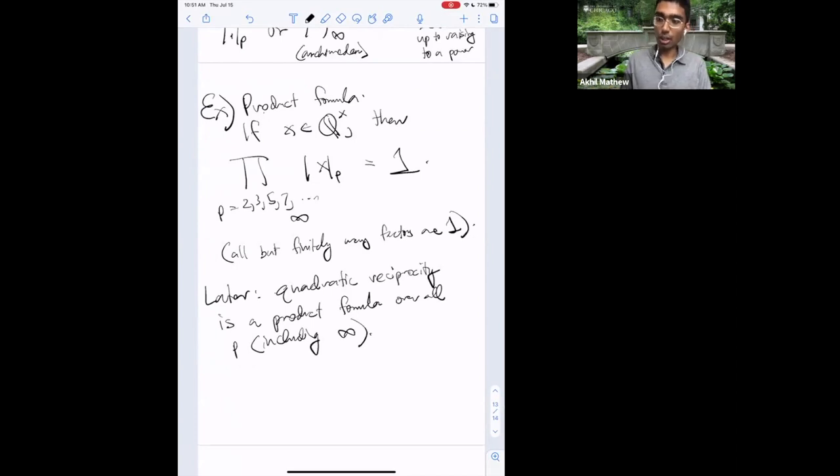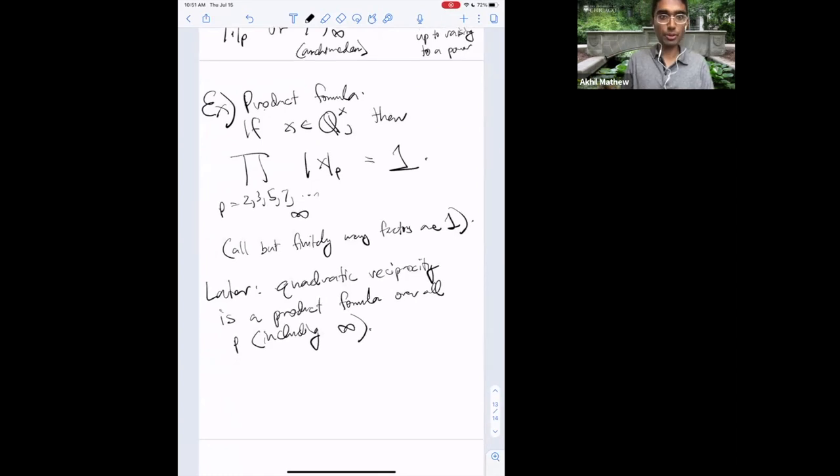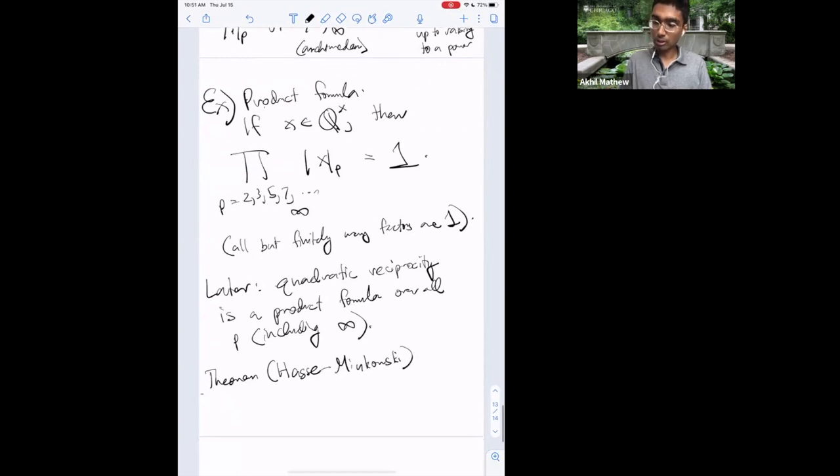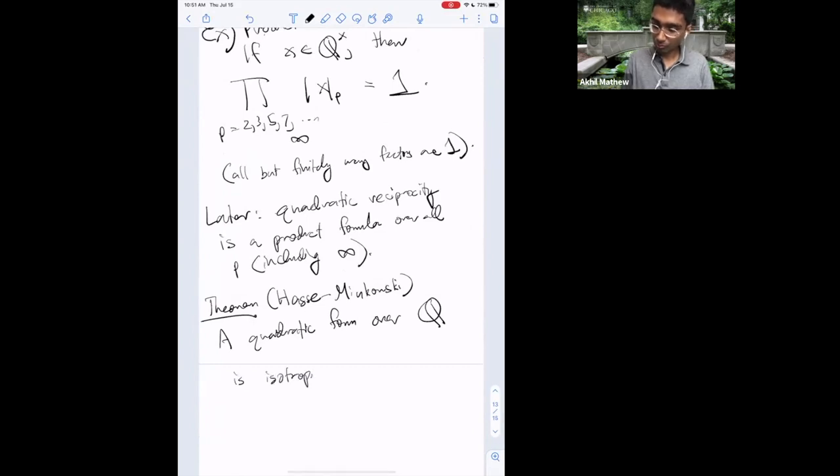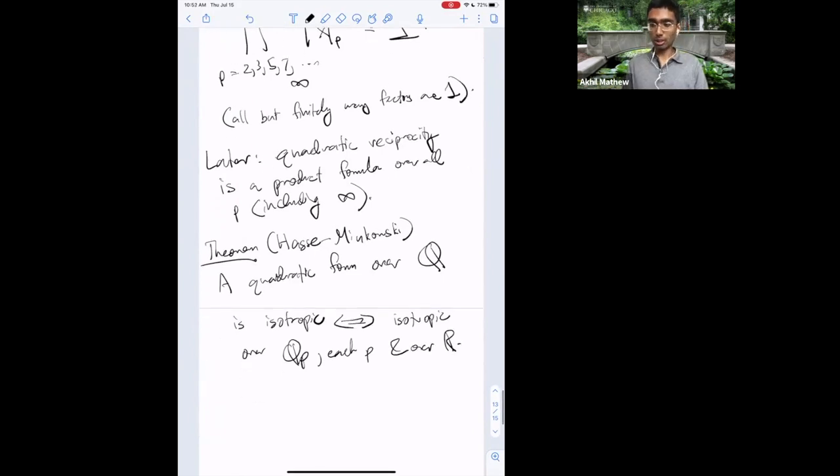And in fact, one of the main theorems of the mini course is the theorem of Hasse-Minkowski. I think maybe I will just formulate it now. A quadratic form over Q has a non-trivial root, or is isotropic, if and only if it's isotropic over Q_p for each p and over the real numbers.